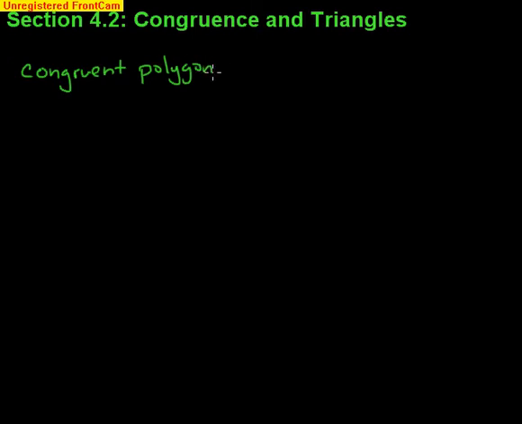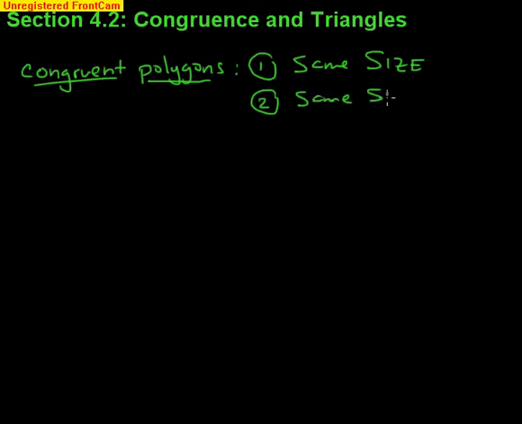For two polygons to be congruent, two things must be true. Number one, they have the same size. So size meaning, how large they are. And number two, they have to have the same shape. Now, if we think about in a figure, in a polygon, what controls the size and shape? So let me just draw a triangle. I know we've been talking about triangles.